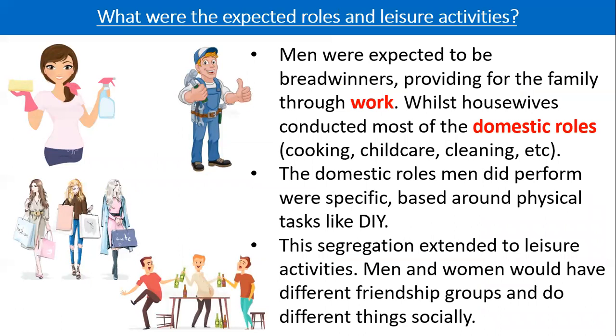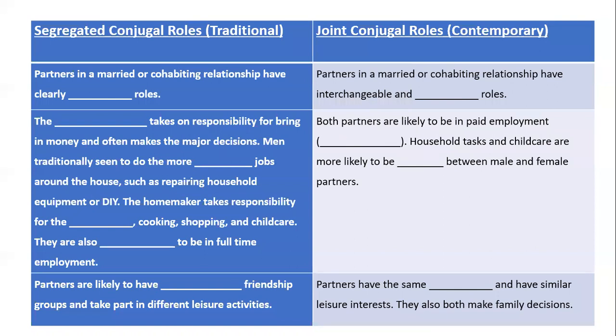So what are the expected leisure activities and expected roles? Men are expected to be the breadwinners, provide for the family through work, and housewives to conduct domestic roles. So as we've said, cooking, childcare, cleaning, etc. Domestic roles men did perform were specific, based around what is seen as instrumental, so anything physical like DIY. And there's this segregation even within leisure activities. Men and women having different friendship groups and doing different things. So men might go out to the pub for a drink, whereas women might go out shopping. So it's a bit cliche.